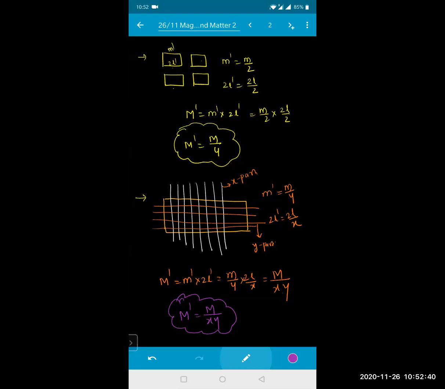Okay sir. Here also it is the same, here I wrote m into 2l. What is m into 2l right now? It is capital M, capital M divided by 4. This is the small m pole strength, this is the magnetic moment. So if a bar magnet is cut into 4 equal parts like this, then the new magnetic moment of each will become M by 4.